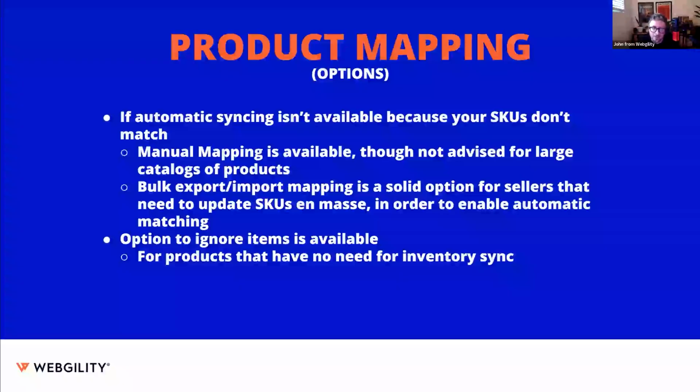So the secondary option here that generally we recommend in this case, if you need to do these updates en masse, is to do a bulk export of all of your products in QuickBooks with that SKU, and then import the SKUs into something like Shopify, so that you do have those matching SKUs and they can automatically be connected through Webgility. That's the easiest way to do it if you're needing to update things in mass.